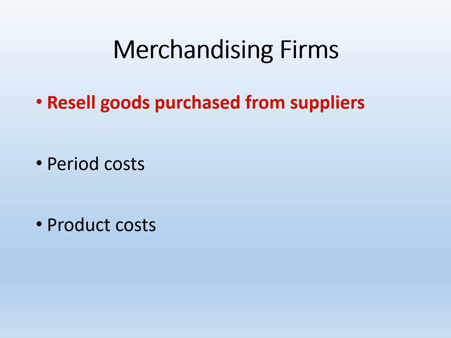Merchandising firms are inherently more complicated than service firms because they buy goods from their suppliers and then generate their revenue by reselling those goods to their customers. Therefore, they have two types of costs. Period costs, that is, the cost of operating the firm, and product costs, the cost of the merchandise that they sell.